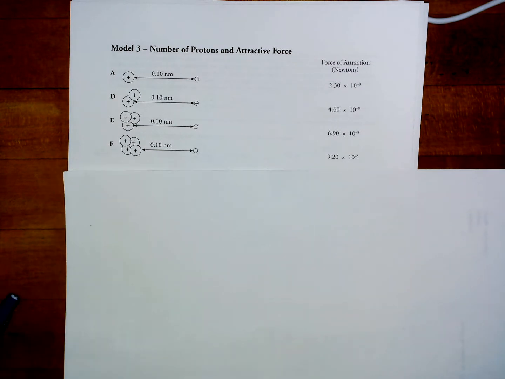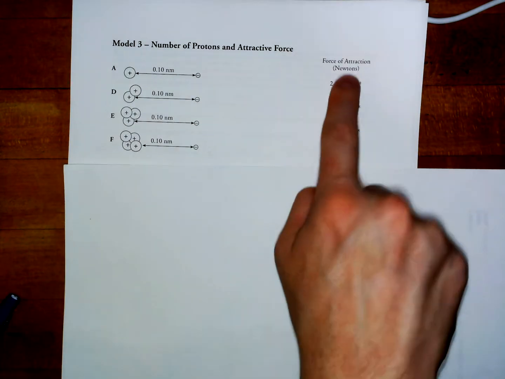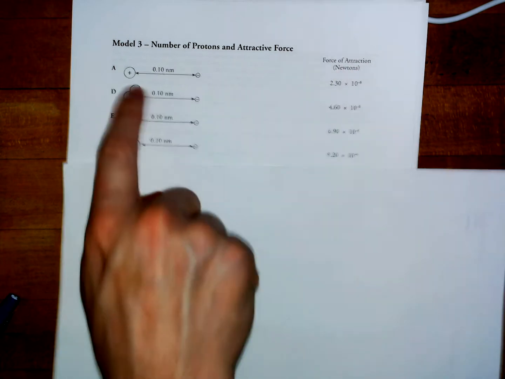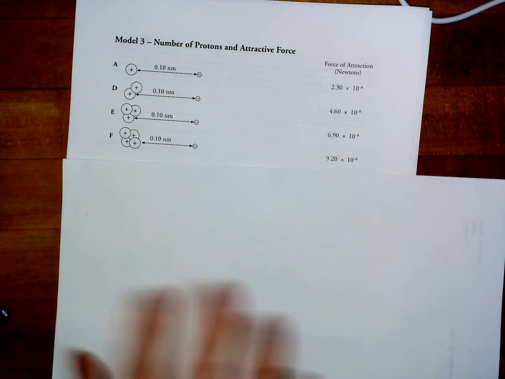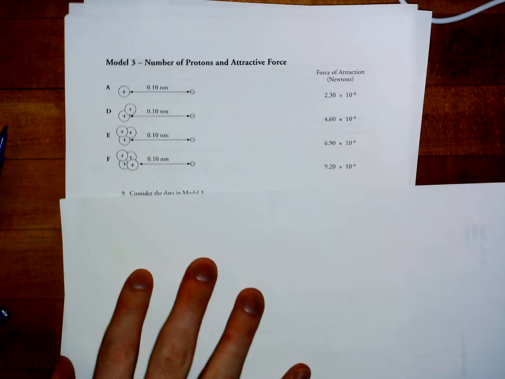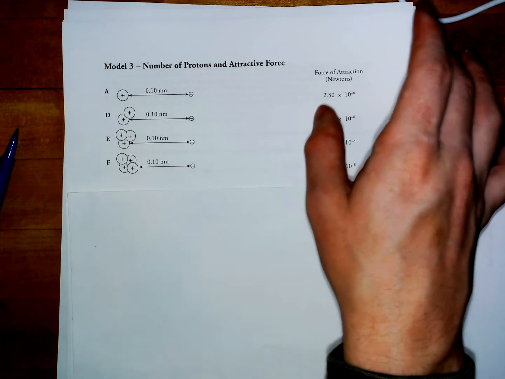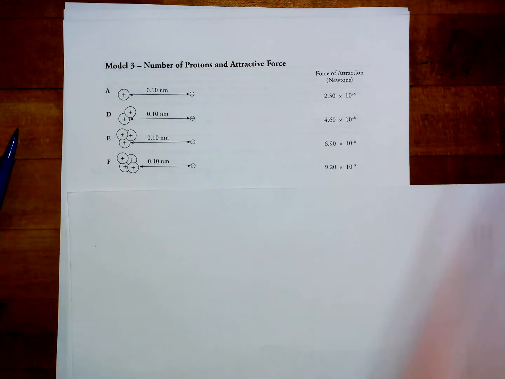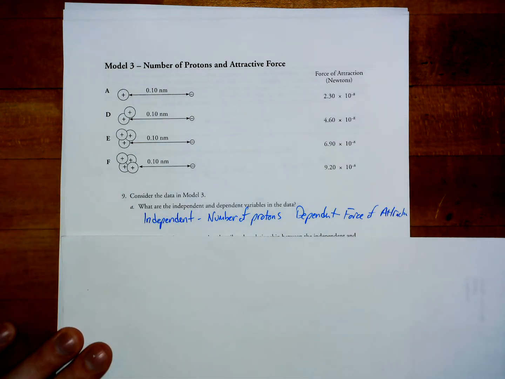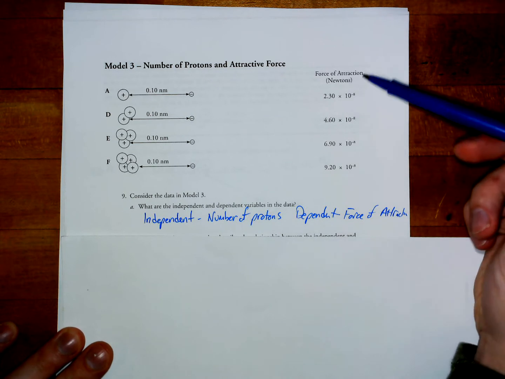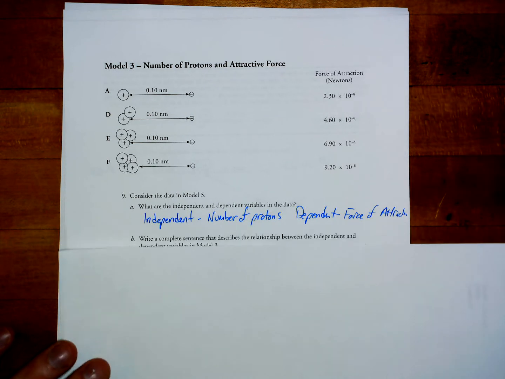Model 3. This time we want to look at the effect of the force of attraction based on the number of protons. Notice the distance is all the same here because we only can change one variable at a time. If we were to be changing distance and number of protons, we would have no idea which had the effect. So independent variable here, my number of protons represented by those. My dependent variable, still force of attraction, still measured in newtons.